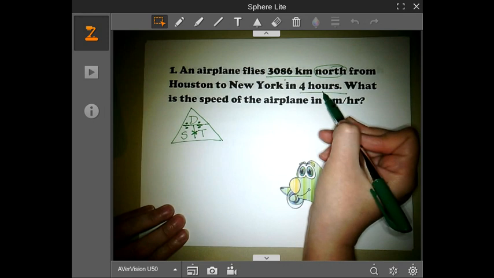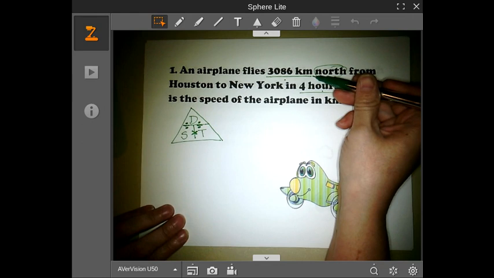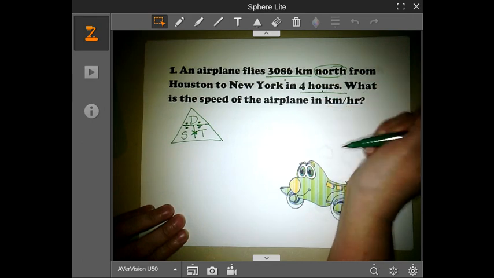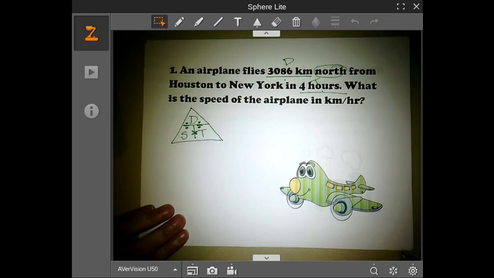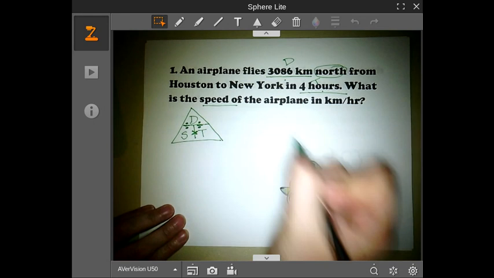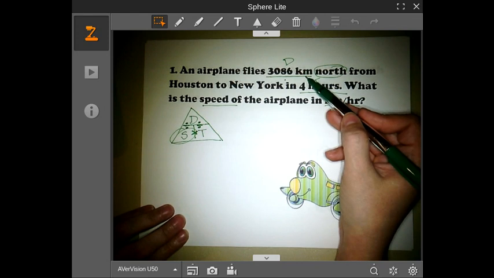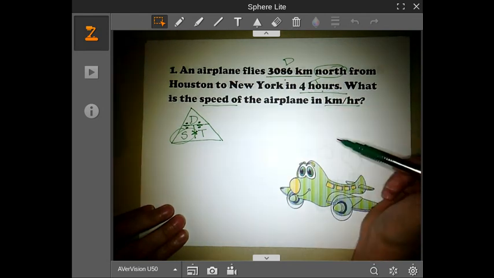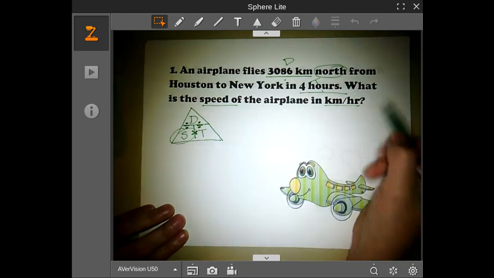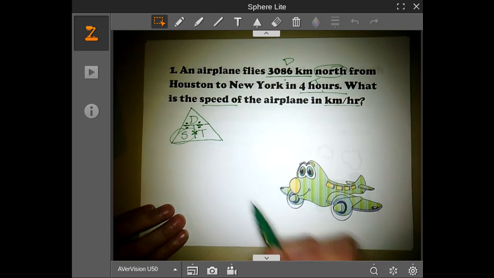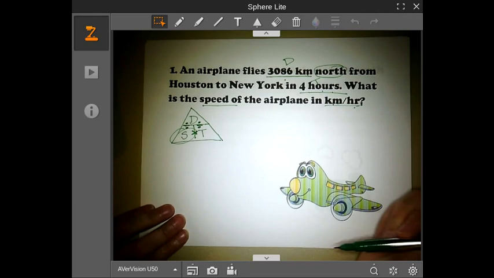So we have the distance and we have the time. We know that because this is a unit of distance, kilometers, and this is a unit of time, hours. So this is D and this is T. Okay, what is the speed? So they want the speed of the airplane in kilometers per hour. Well, that's convenient because we have kilometers and we have hours. So that means that all we have to do is plug this in and we're going to get the right units. Because they want kilometers, we have kilometers, they want hours, we have hours.